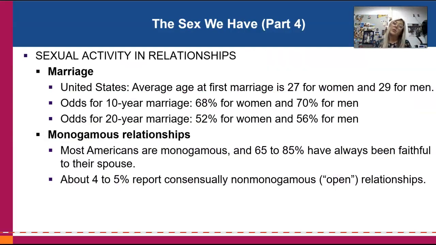All right, so sexual activity in relationships, so marriage. In the US, the average age of first marriage is 27 for women, 29 for men. Both women and men are now getting married later in life because people want to have their careers, go to college, have fun. So it's not like old school where they got married when they were 16, 17, 18 years old. The odds for 10-year marriages are 68% for women, 70% for men. And then odds for 20-year marriages are 52% for women and 56% for men.